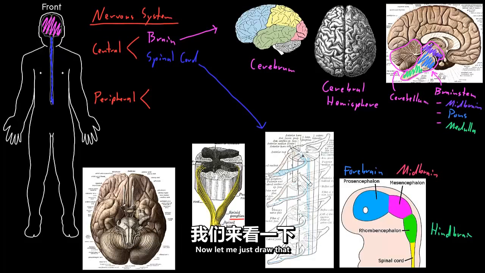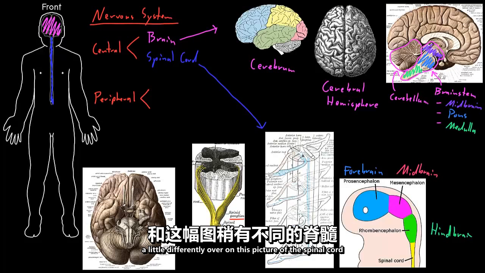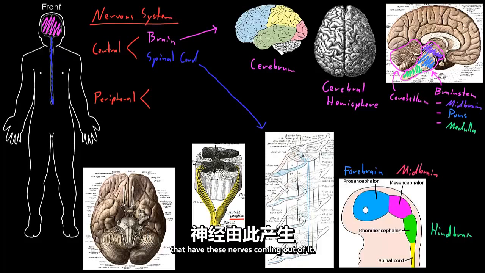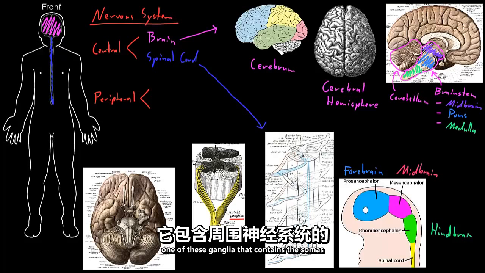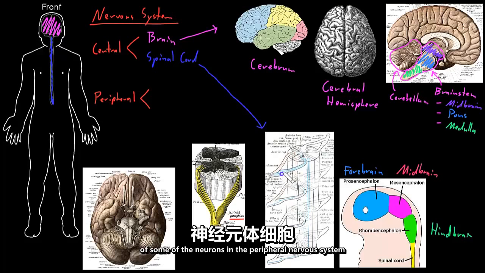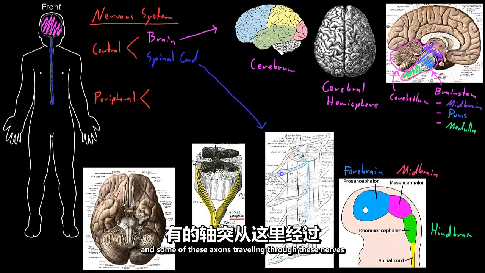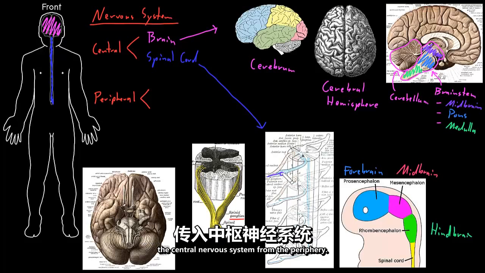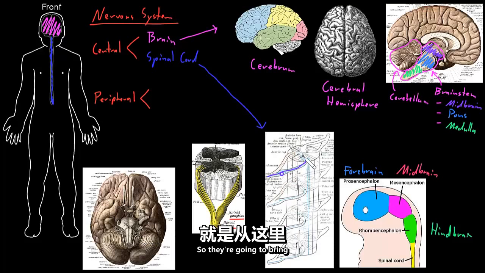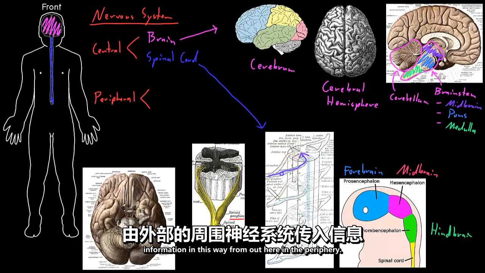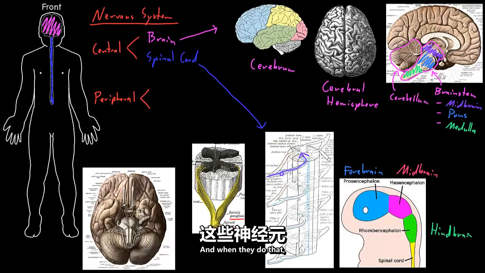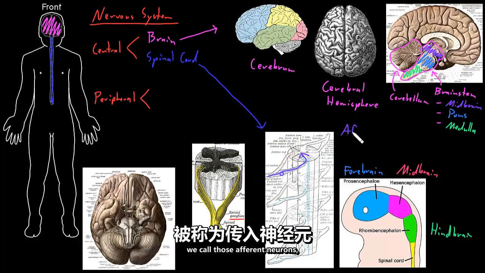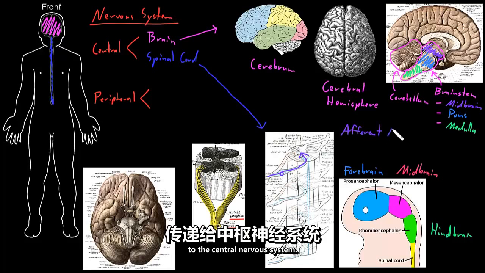Now let me just draw that a little differently over on this picture of the spinal cord that has these nerves coming out of it. So here's one of these lumps, one of these ganglia that contains the somas of some of the neurons in the peripheral nervous system. And some of these axons traveling through these nerves are going to be carrying information in to the central nervous system from the periphery. So they're going to bring information in this way from out here in the periphery. And when they do that, we call those afferent neurons. Afferent neurons carry information in to the central nervous system.